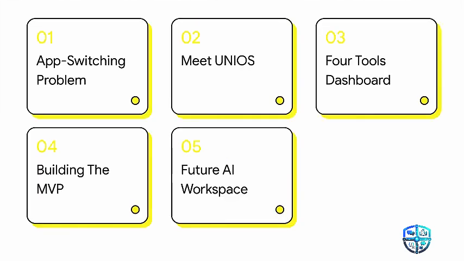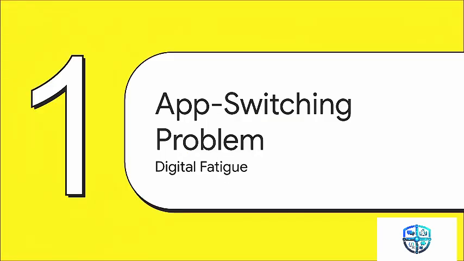So here is our roadmap for this explainer. First, we'll look at the app switching problem. Second, we'll officially meet UNIOS. Third, we'll explore the 4 tools, 1 dashboard concept. Fourth, we'll talk about building the MVP. And finally, we'll look ahead at the future AI workspace. Let's start right off the bat with Section 1, the app switching problem.